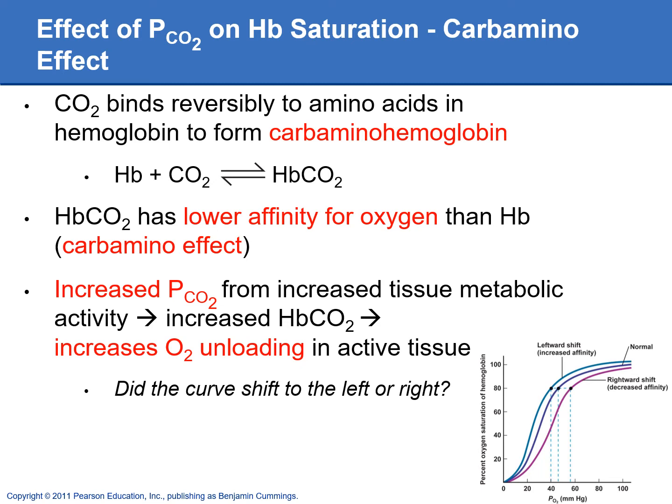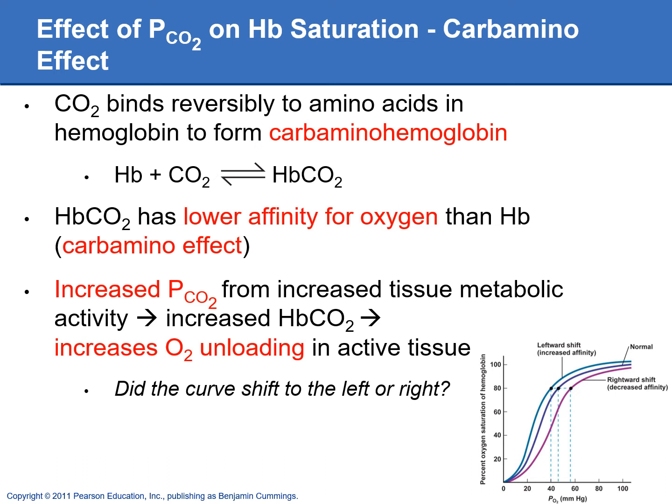So in the tissues, you have a lot more carbon dioxide because you've been generating that from making ATP, and more carbon dioxide will bind to the hemoglobin in the tissues, and that means that the oxygen will not be able to bind as well, and so will increase the oxygen unloading, especially if the tissue is more active because you're going to have more carbon dioxide being generated.